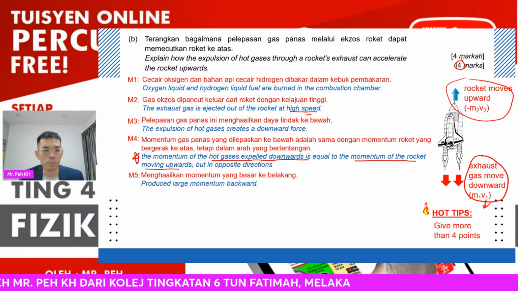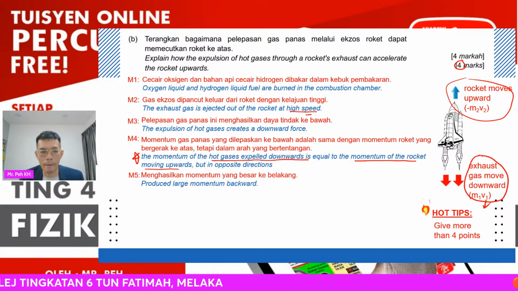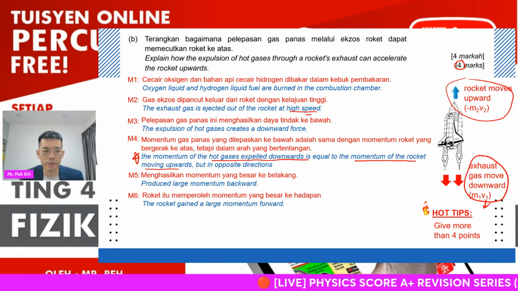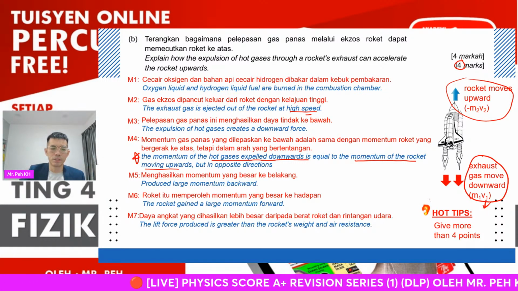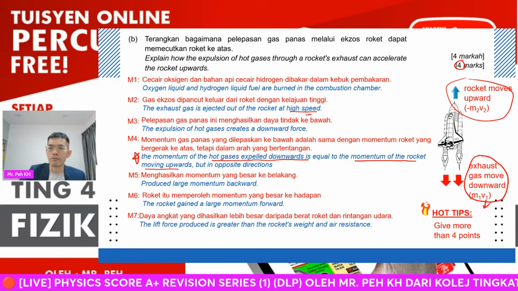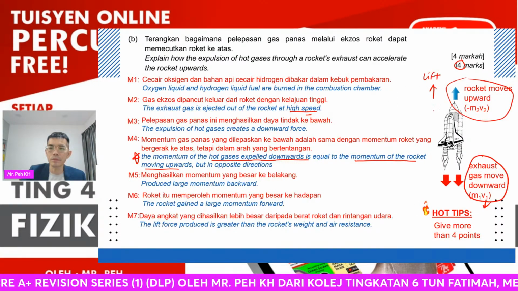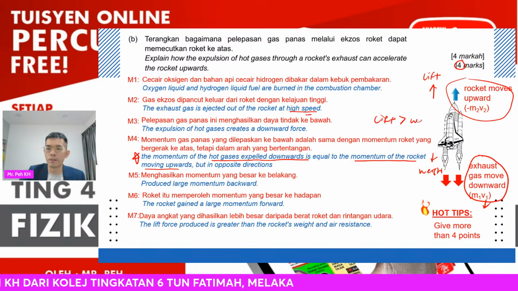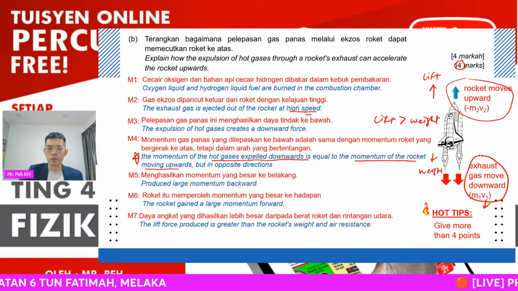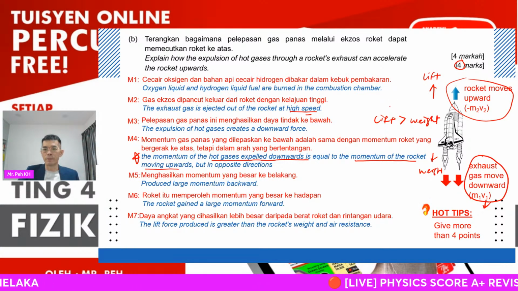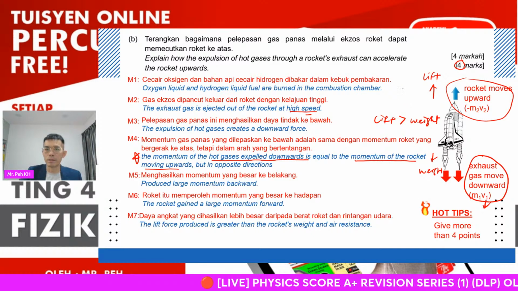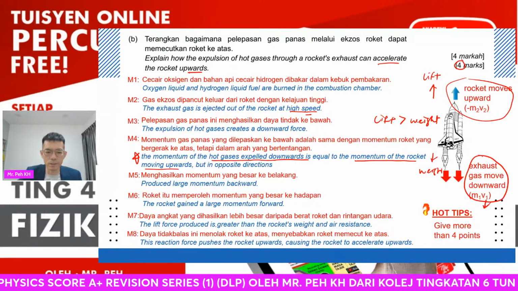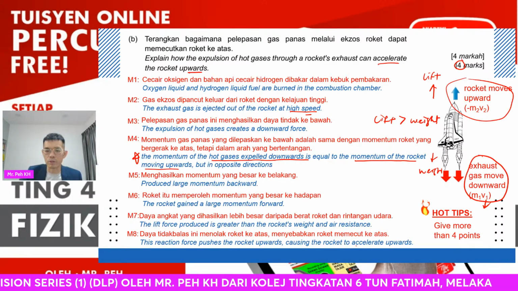Okay, so it produces large momentum backward, and the rocket gains a large momentum forward. The lift force produced is greater than the weight. Okay, so here the lift force moves up, weight moves down. So when lift force is greater than weight, okay, so here it will let the rocket move outward, or accelerate outward. Okay, so the reaction force pushes the rocket upward, causing the rocket to accelerate upward.